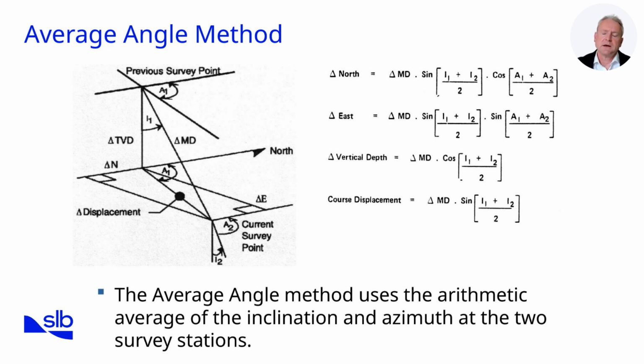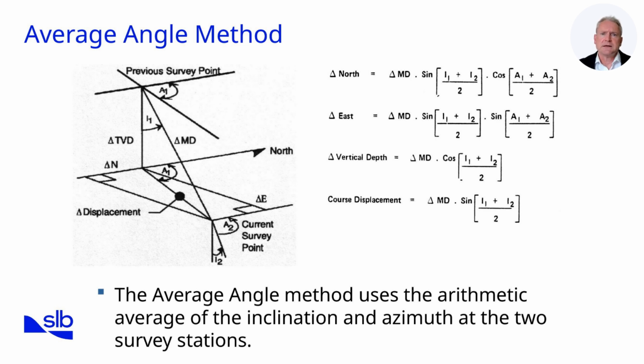As shown in the diagram, this method assumes the wellbore path between 2 stations can be approximated by a straight segment using the arithmetic average of the inclination and azimuth angles measured at the 2 ends of the interval. It then applies basic trigonometric relationships to compute the change in coordinates: north, east, and true vertical depth.